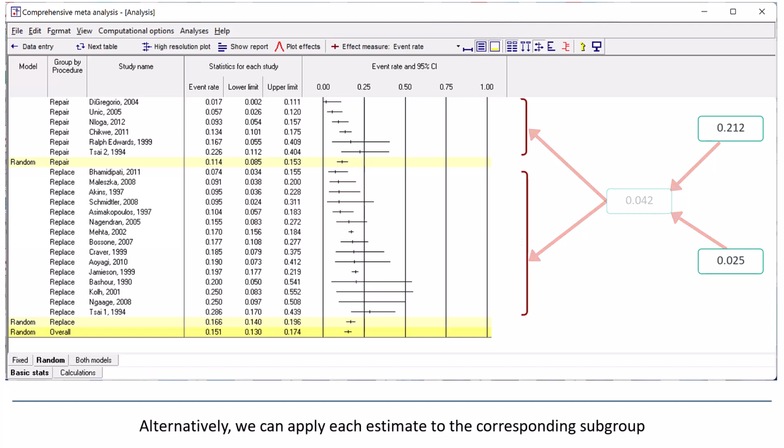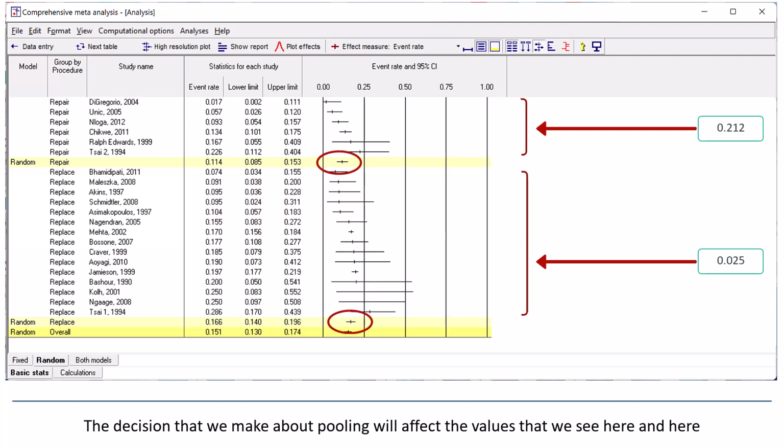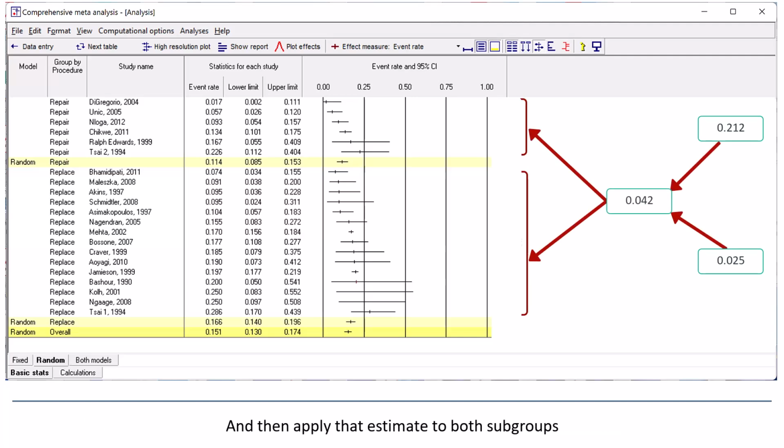Alternatively, we can apply each estimate to the corresponding subgroup. Since tau squared plays a role in the weight assigned to each study, the decision that we make about pooling will affect the values that we see here and here. The first option was to pool the two values and get one estimate, and then apply that estimate to both subgroups. And that would yield the numbers that I see here. This mean is 11.4% with this confidence interval, and this mean is 16.6% with this confidence interval.